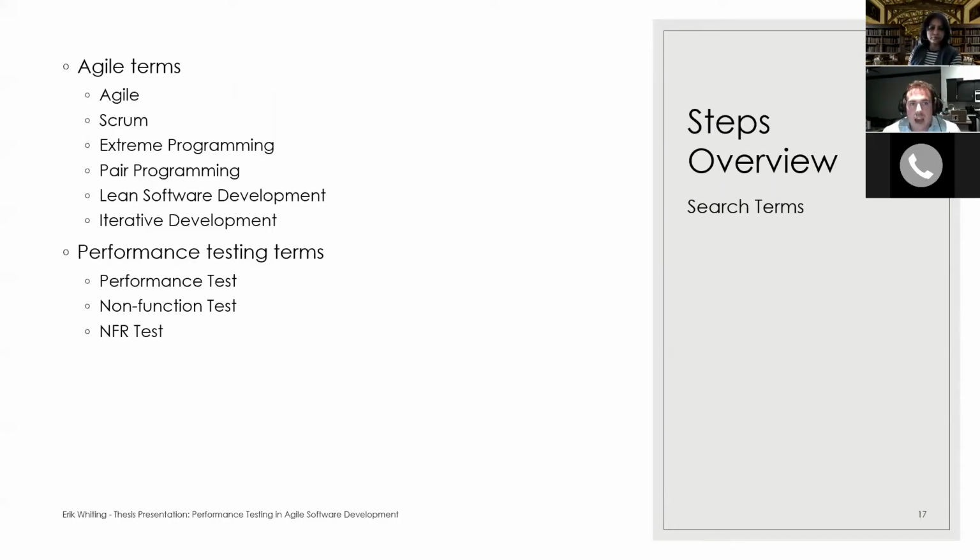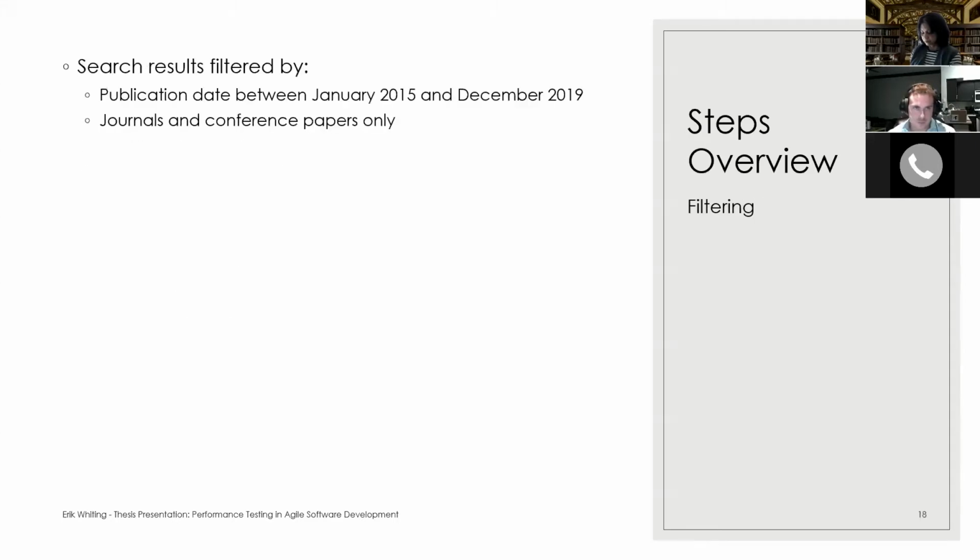The Agile terms I got from a paper that we were reading that was another literature review of something else Agile related. And these were the search terms they used for Agile. So I figured if it was good enough for them, it's good enough for me. So these are the terms that I used to search the databases for Agile. And then I did an and search in the databases with these performance testing terms. The performance test terms I used were performance test, non-functional test, and NFR test, because performance testing is also called non-functional requirements testing. And so I included that in the search terms.